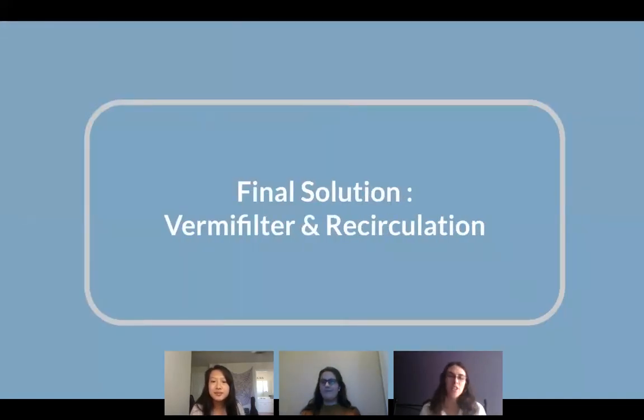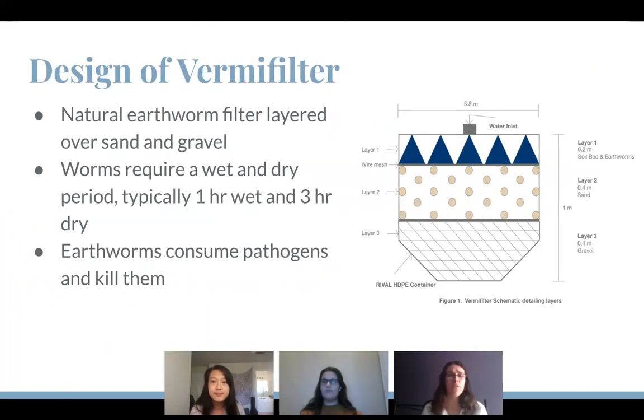So our final design solution is a vermifilter and using recirculation to help continue to purify the water. So vermifilters are worm filters that have different layers of material. The top layer is dirt and earthworms, which do most of the purification, followed by a layer of sand and then a layer of gravel. These are separated by small screens just to keep the material from intermixing.